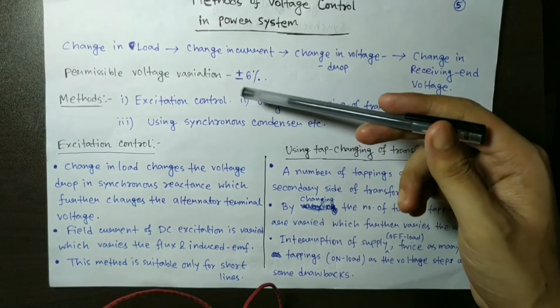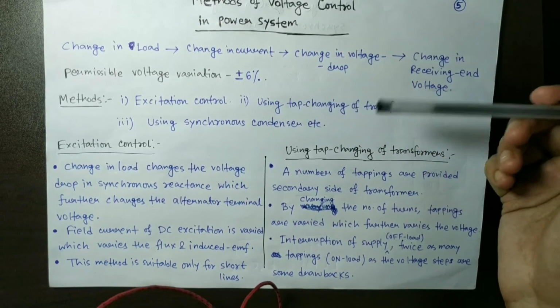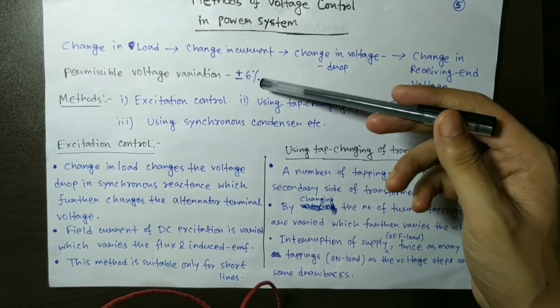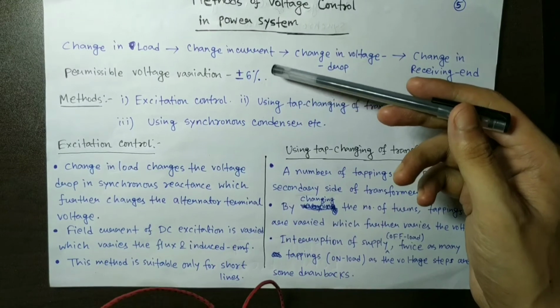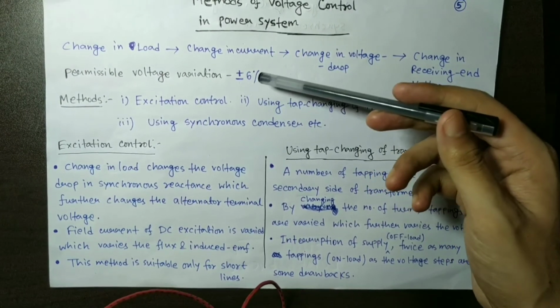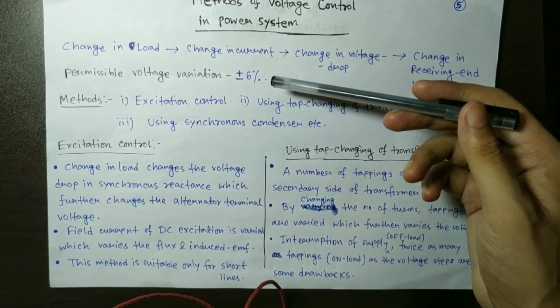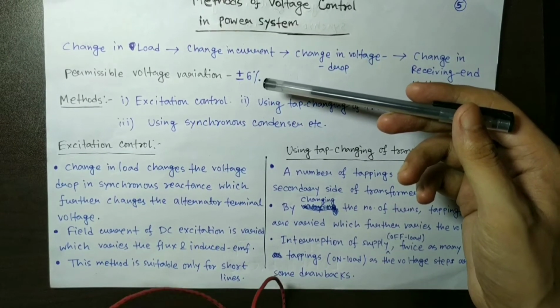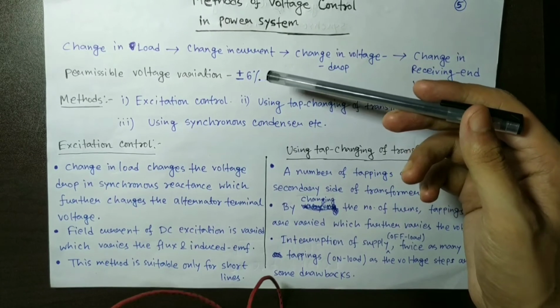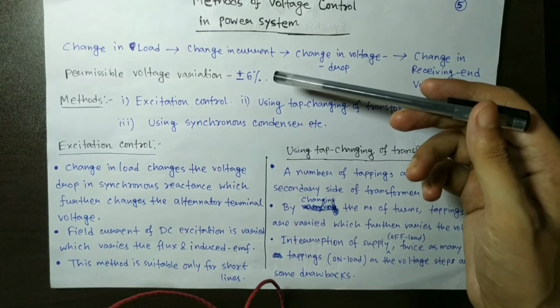The permissible voltage variation is plus minus 6%. That means it is the tolerance. If your voltage is varying within this limit, then it is okay. But if it goes beyond this range, then we need to perform some voltage regulation technique in order to bring it within the permissible limit, or in order to bring it to the desired value.